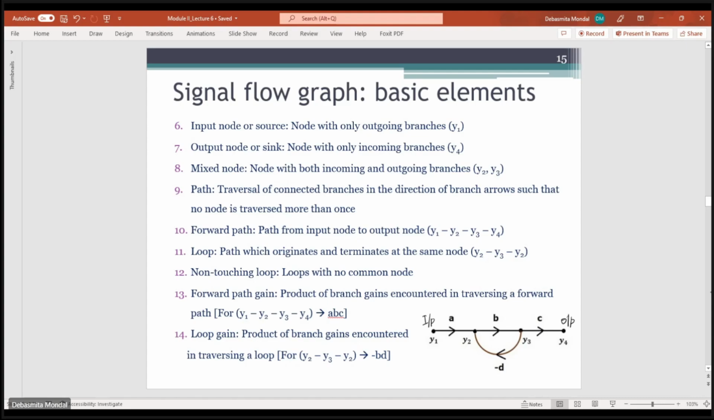Now, if you want to find the loop gain, you see what the loop is and then multiply the branch gains encountered while traversing the loop. Here you have B and you have minus D. So the loop gain will be equal to minus B into D.